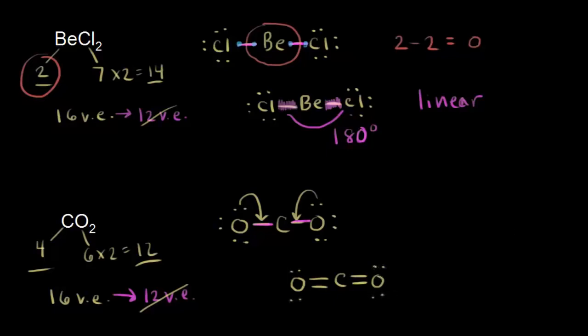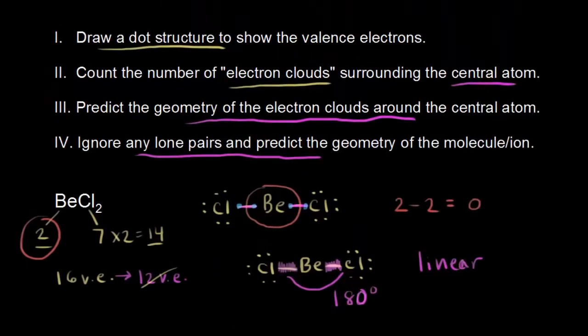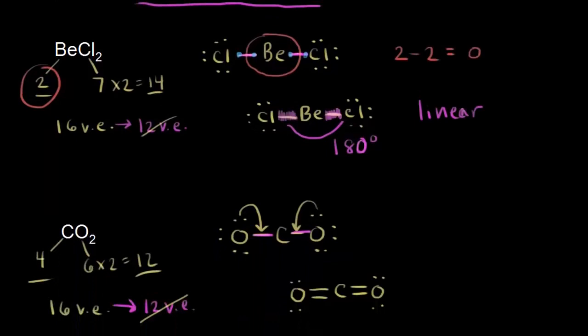So let's go back up here to look at our steps for predicting the shape of this molecule. Step 1 is done: draw a dot structure to show the valence electrons. Next, we're going to count the number of electron clouds surrounding our central atom. So we go back down here and find our central atom, which is our carbon, and think about the regions of electron density that surround it. We can count this double bond as a region of electron density because we're not worried about how many electrons are there. We're just worried about the fact that there is a region of electron density. So that's one electron cloud. And then over here we have another electron cloud. So we have 2 regions of electron density, 2 electron clouds here, which are going to repel each other.